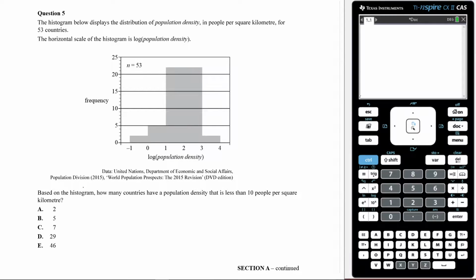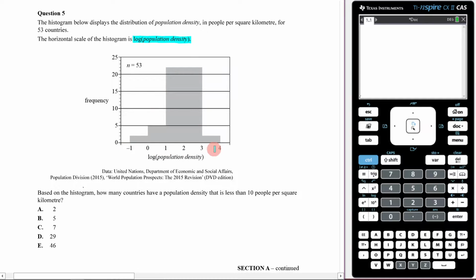All right, let's answer this question before us. It is question 5, and it says the following. The histogram below displays the distribution of population density in people per square kilometer for 53 countries. The horizontal scale of the histogram is log population density. So we're dealing with a log scale here.